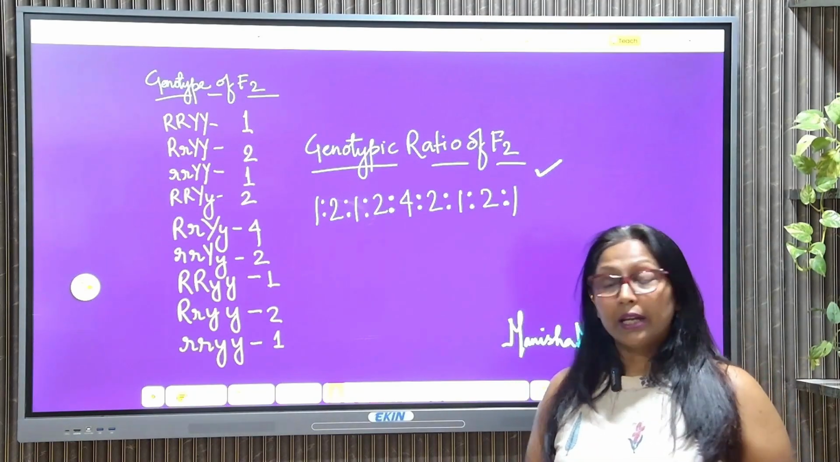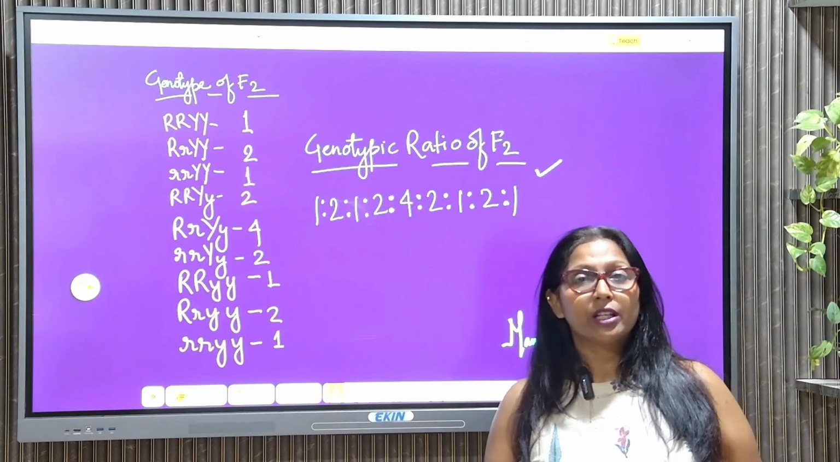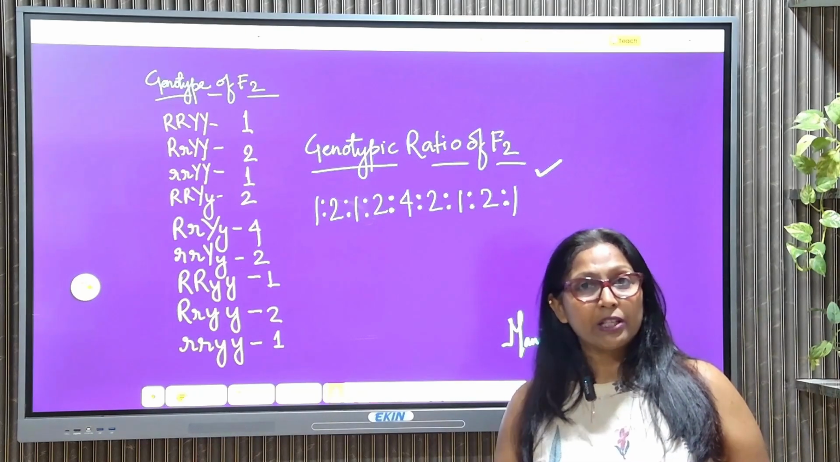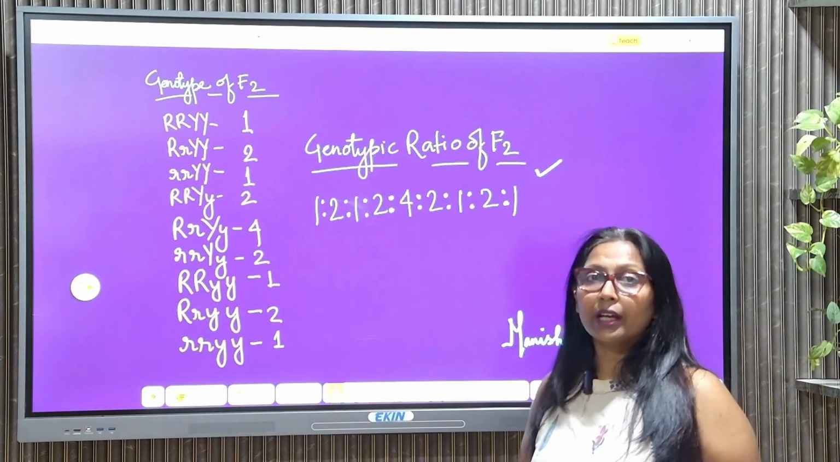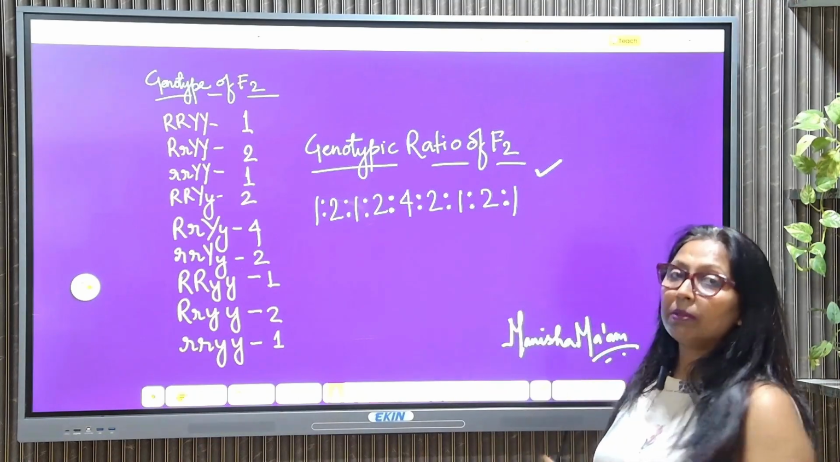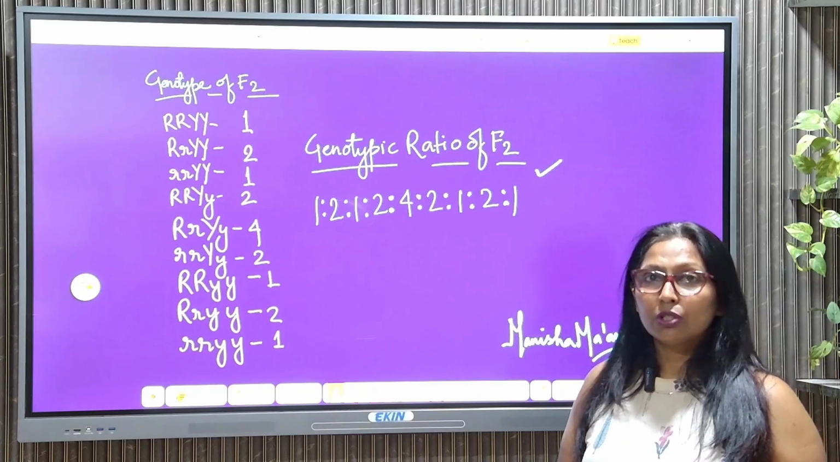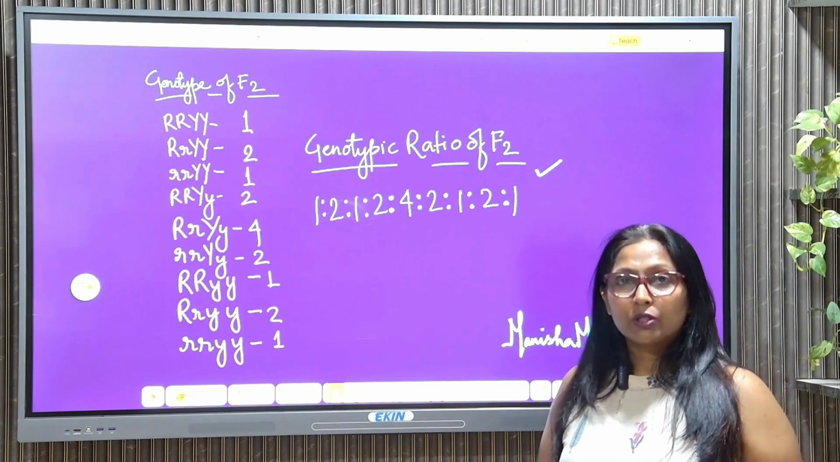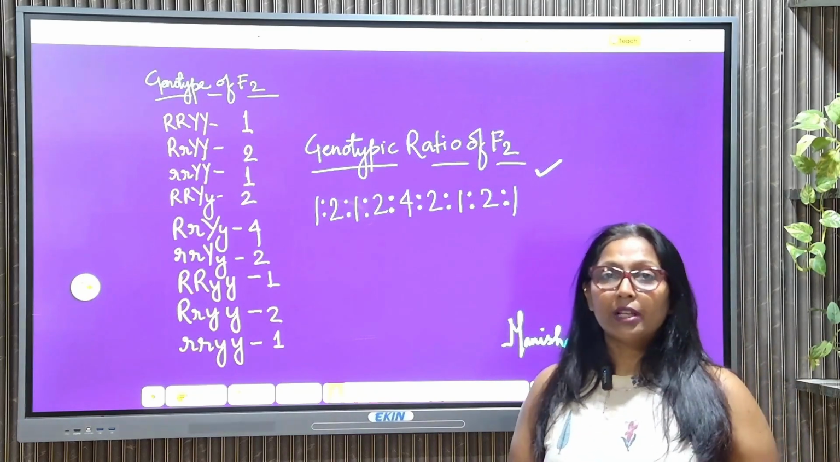So this is the complete dihybrid cross in case we have taken two pairs of contrasting characters as proposed by Mendel. And here, as already said, we have taken the pea plant, Pisum sativum, two pairs of contrasting characters, seed color and seed shape. So this completes the dihybrid cross when we have taken two pairs of contrasting characters. Hope this is helpful. Thank you.